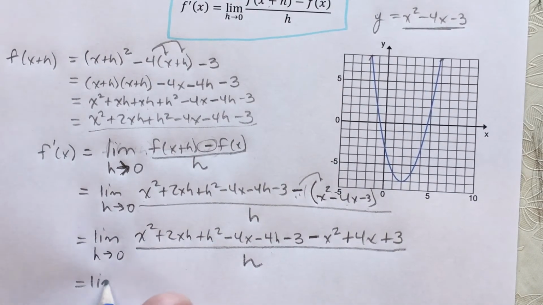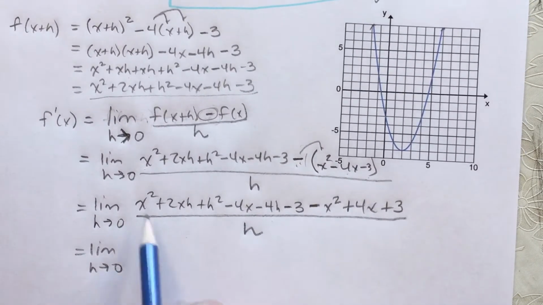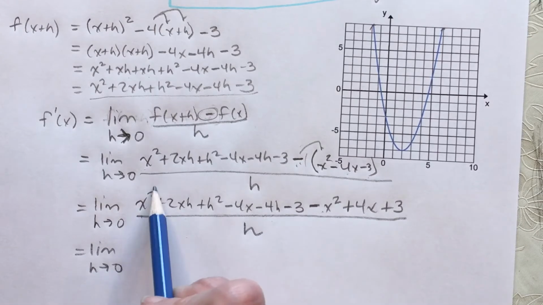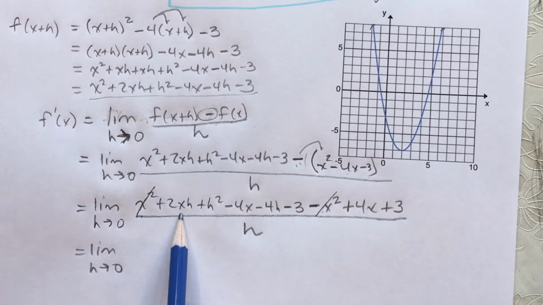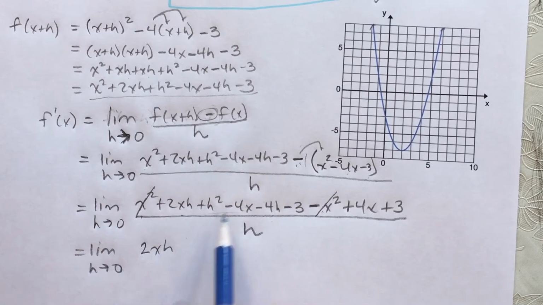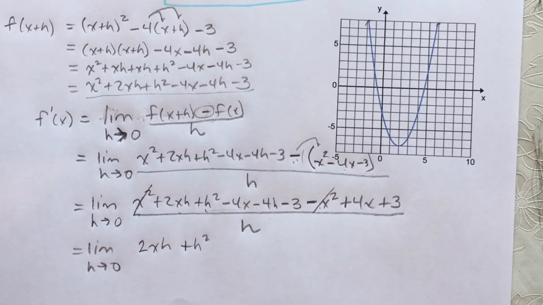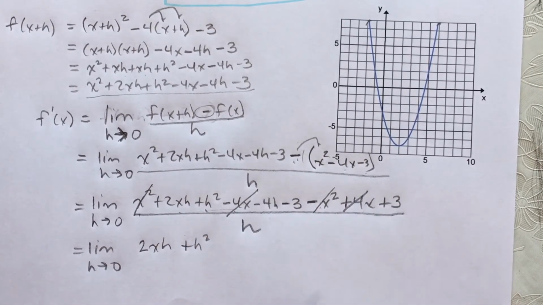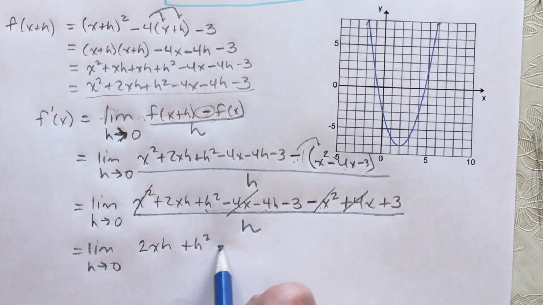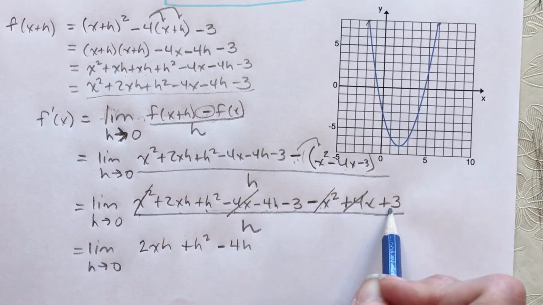See if there's any like terms in the numerator now. So we've got an x squared and a minus x squared, so they add up to 0. 2xh, nothing else ending in 2xh. H squared, no other h squared term. Minus 4x plus 4x, so those add up to 0 again. Minus 4h, not another term, just ending in plain h. Minus 3 plus 3 is 0.